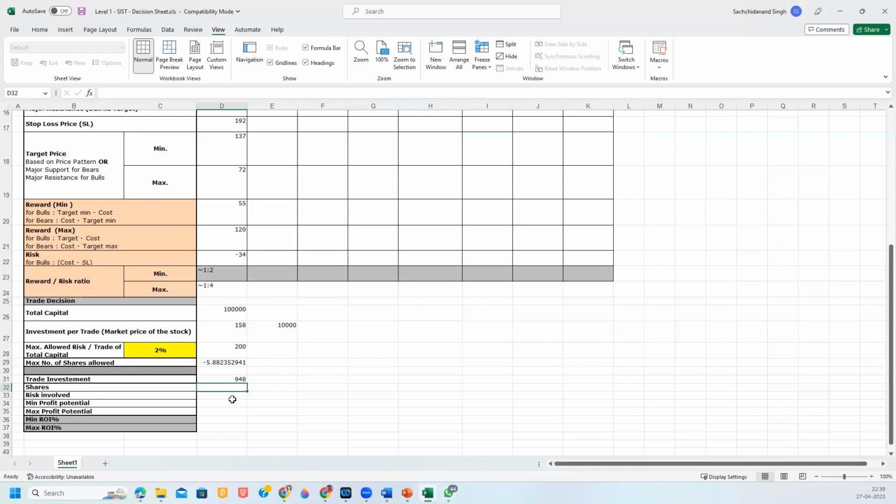So in this investment, the number of shares was 6, and then the minimum profit and maximum profit potential we can get. For example, minimum profit will be 6 shares into the minimum reward.